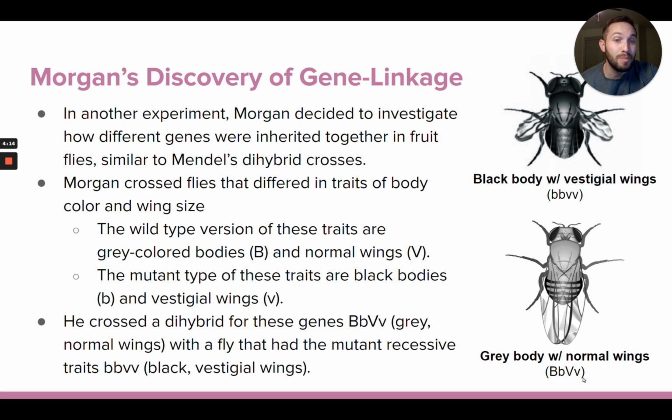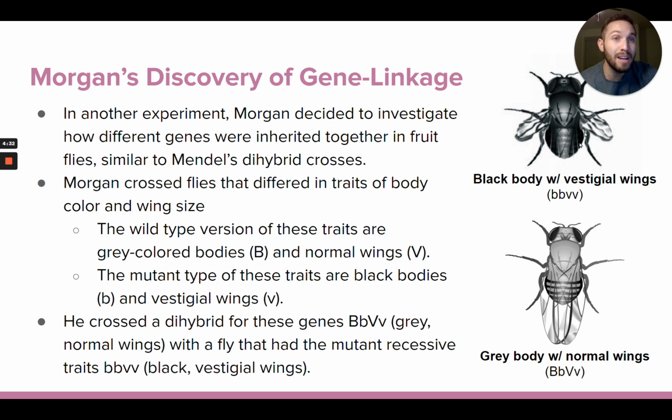So even though we're using B and V, we're using them because a lot of times, if we're looking at a trait that has a mutant version, we use the letter that represents the mutant version. But since it's recessive, those are lowercase. Anyway, he's going to do a cross where we take a fly that's completely recessive for both those traits.